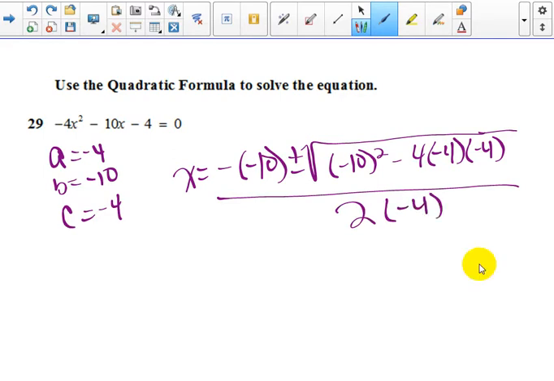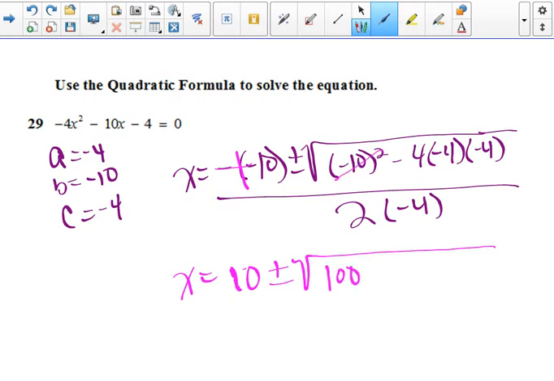Now let's just do our number crunching. So use a different color. So x is equal to, that goes to positive 10 plus or minus the square root of, that goes to a positive 100, minus, that's -4 times -4 is positive 16 times 4 becomes a -64, all over 2 times -4, which is just -8.